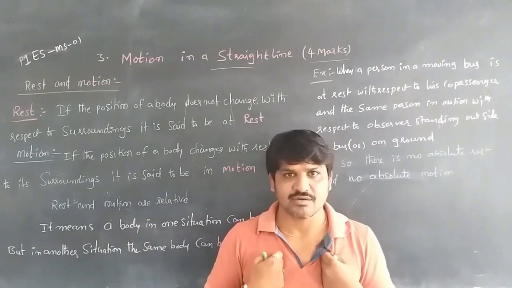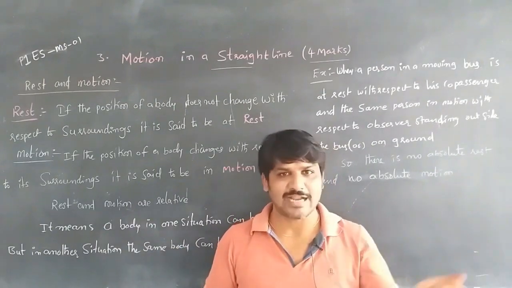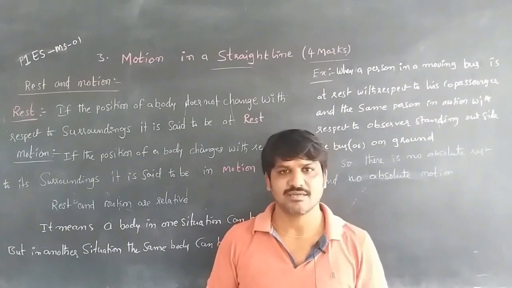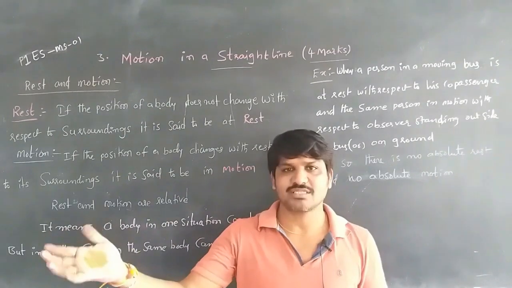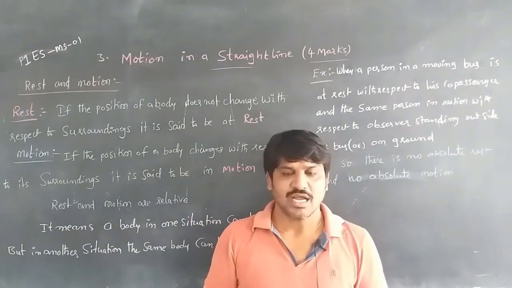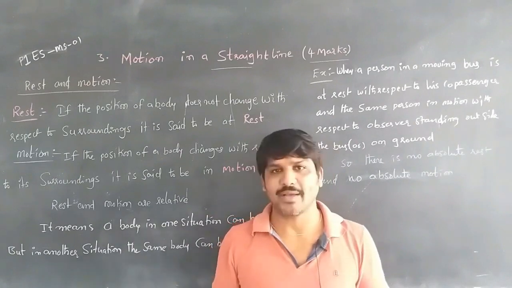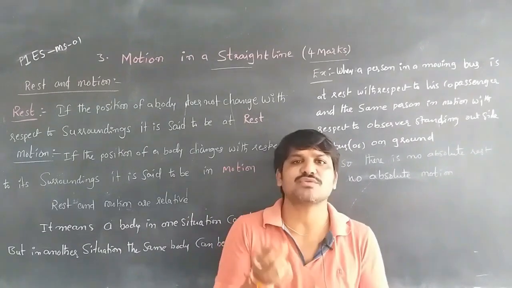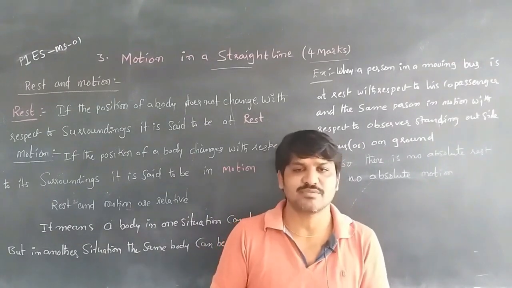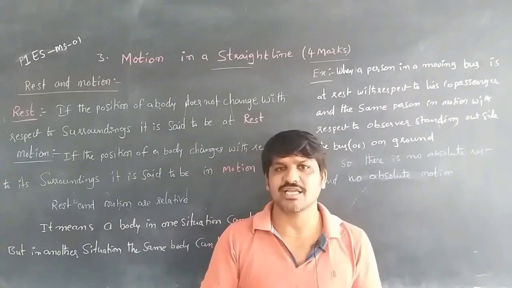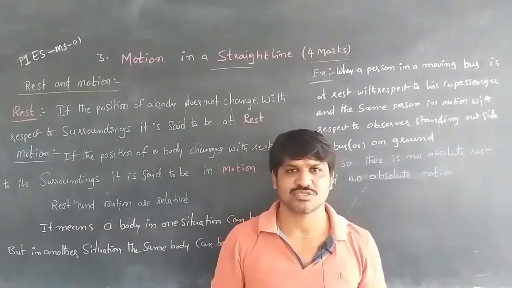with respect to those who are standing on the platform or outside the vehicle. According to that person, we are in motion. That is one situation. And according to us, if we compare with the co-passenger, we are at rest. That means the same person, in two situations, has a rest and a motion. In that case, we can say there is no absolute rest and no absolute motion.